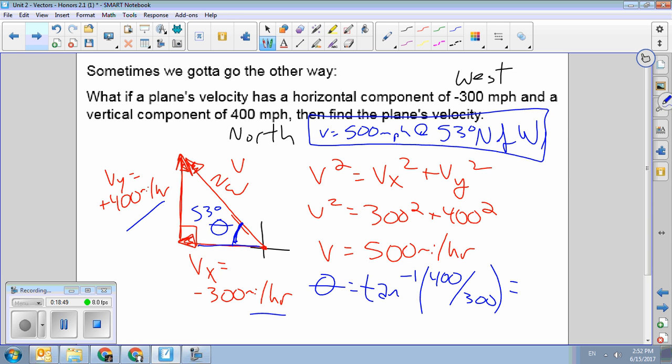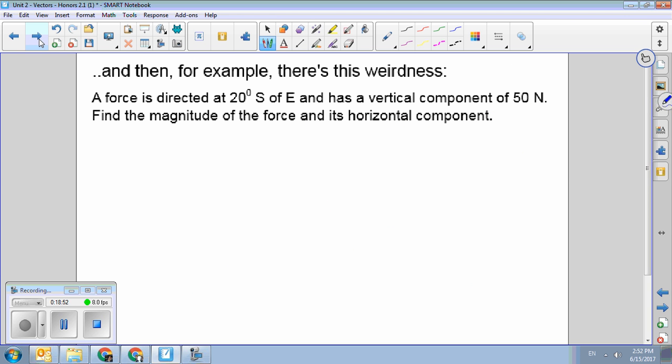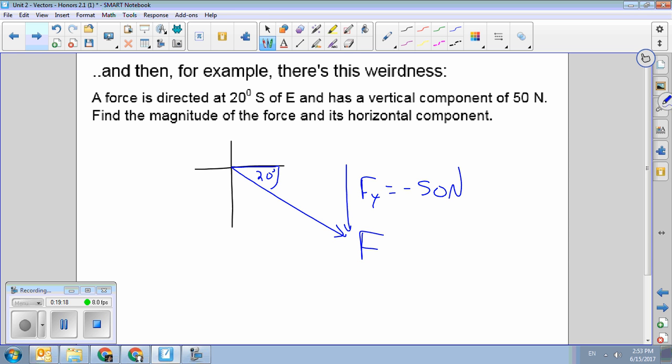Finally, occasionally I'll give you something like this, where you have to piece things together. It says a force is directed at 20 degrees south of east, so draw it. Here's east, and we want 20 degrees south of it. So here's my force. The vertical component is 50 newtons. It has to be negative, otherwise this wouldn't make sense. Here's the 20 degrees. Here's my vertical component, negative 50 newtons, because south is negative. We have to find the magnitude of the force and the horizontal component.